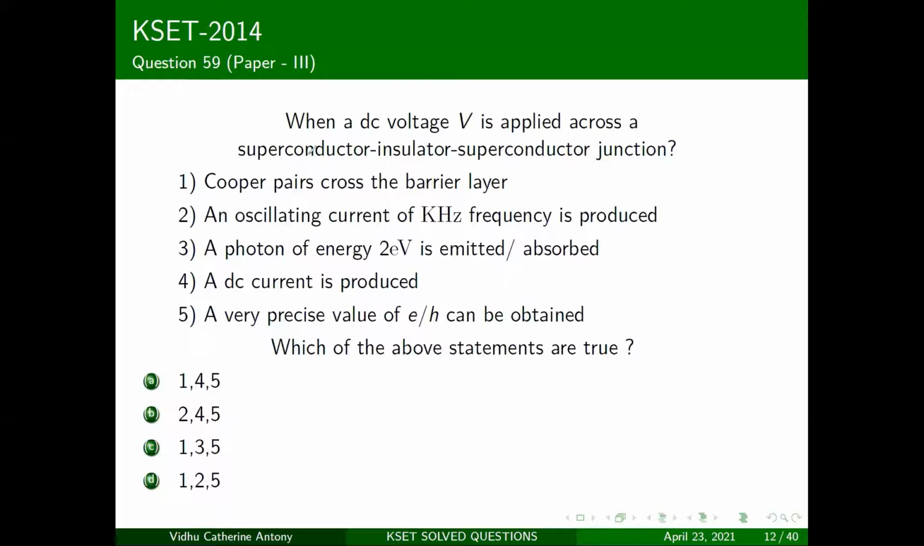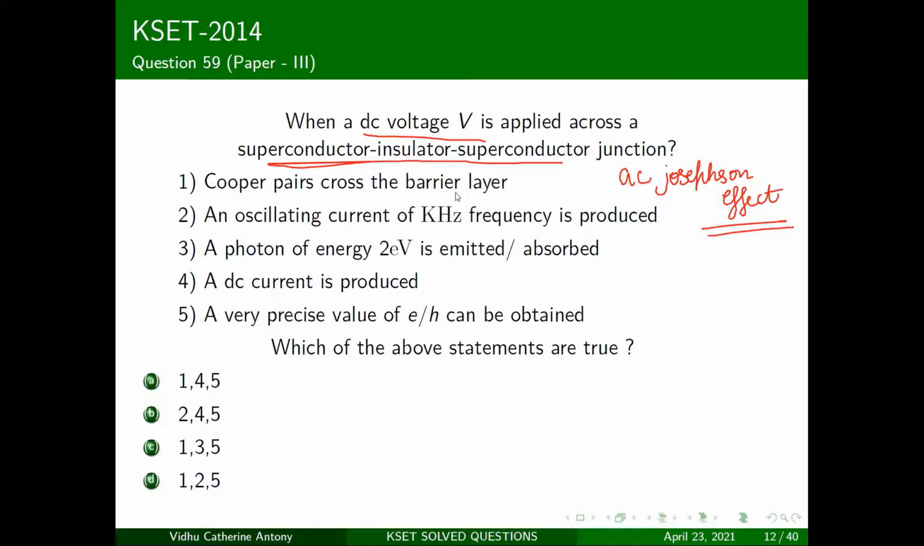So the first thing that you have to understand is that we're talking about the AC Josephson effect. So how do we know that? You're applying a DC voltage. If you're talking about the DC Josephson effect, it's basically just due to tunneling. So there's no applied potential there. The next thing that we have to look at is which one of these are correct.